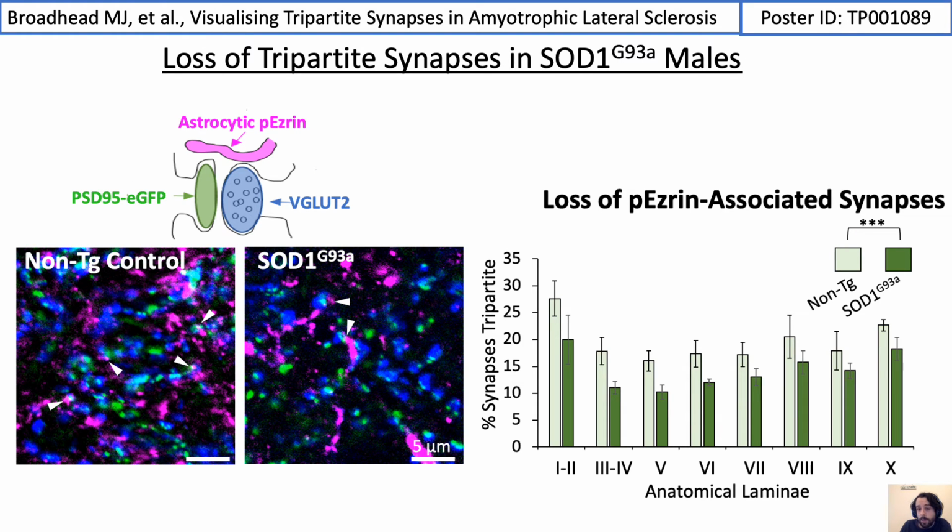When visualizing tripartite synapses using antibody labels for vGlut2 and astrocyte markers such as EAAT2 and p-ezrin, we observe a loss of tripartite synapses, which may impact the glutamate clearance process from the synapse.